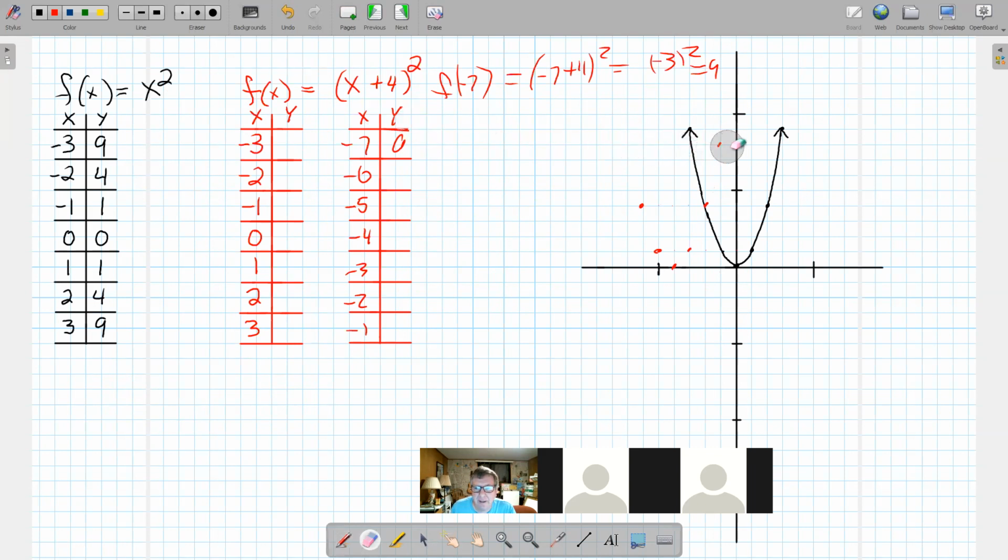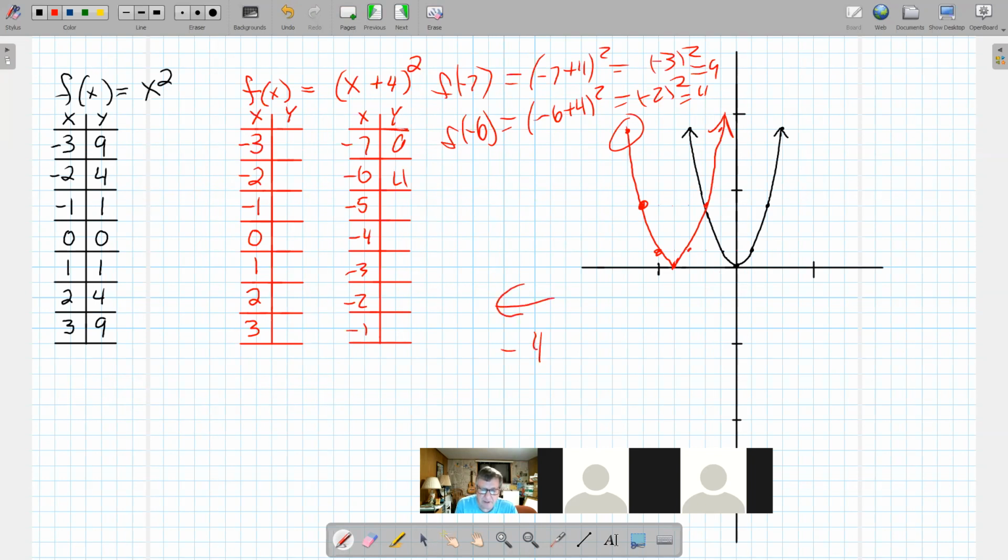Let's get rid of that and that. Okay. It should have been here. Yeah, I didn't see that that's where the point was. Okay, so it's right there. If x is -6, f of -6 equals -6 plus 4 the quantity squared, -2 the quantity squared, 4. -6, 4 is right there, etc. Okay, so that's going to move it 4 units in a negative direction.